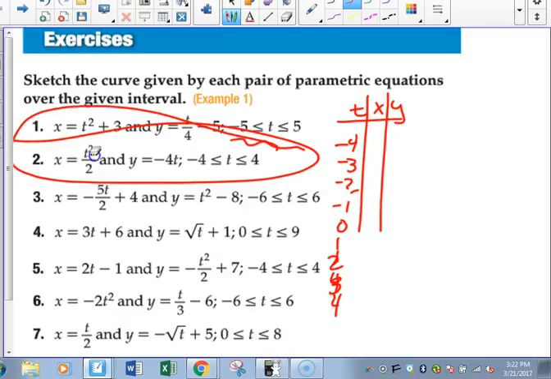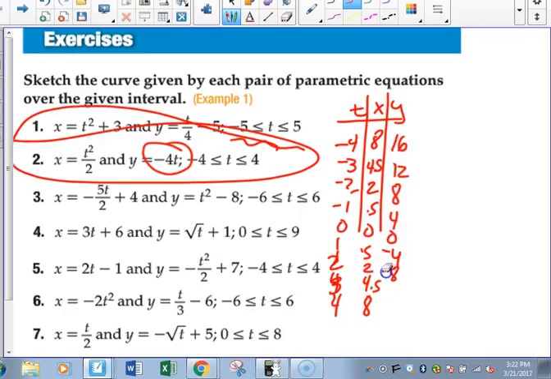To find x, you square them and divide by 2. I'm making up things as I go here. Square it, divide by 2. And then to find y, it says multiply by -4, right? 16, 12, 8, 4, 0, -4, -8, etc. And then you plot those points.